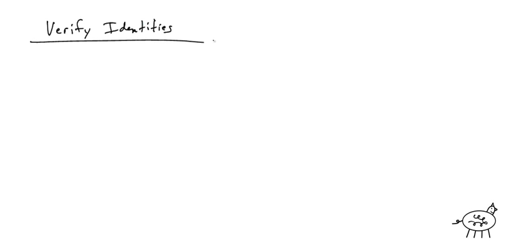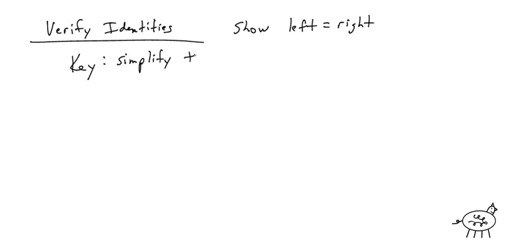Verifying identities is basically showing that the left equals the right. Left equals right. That's all we're going to do. So here's the key: we're going to simplify the more difficult side.